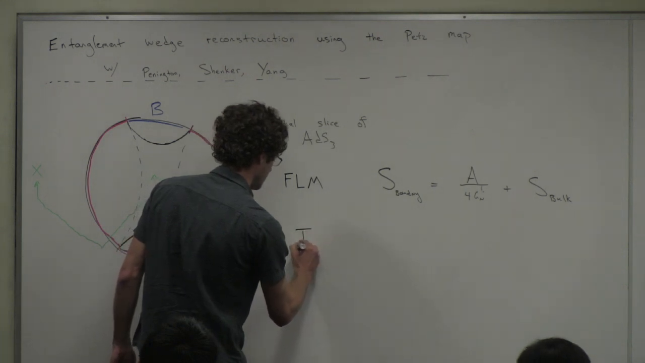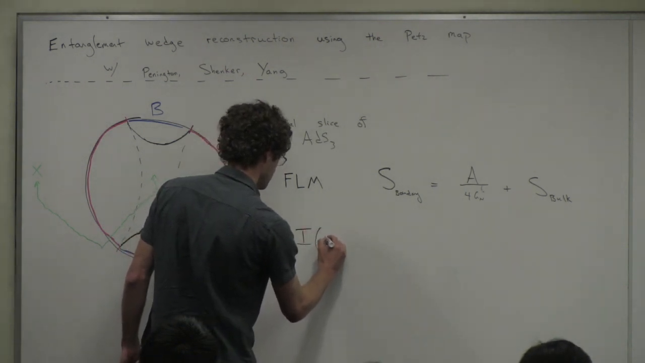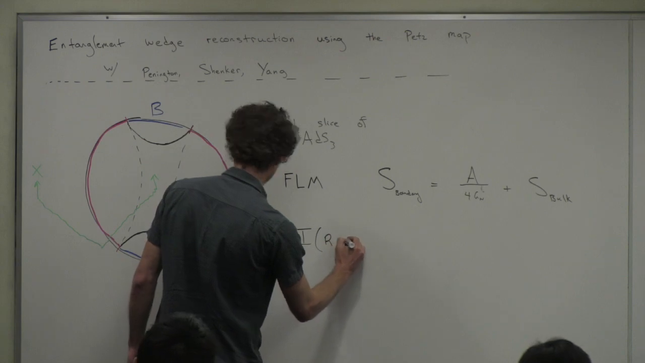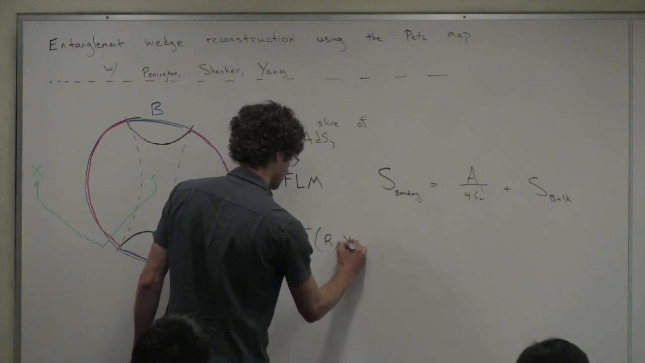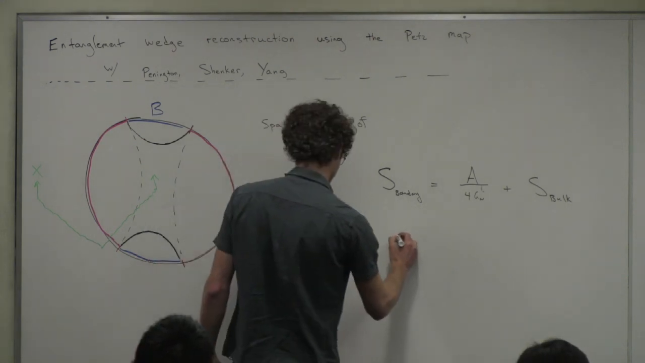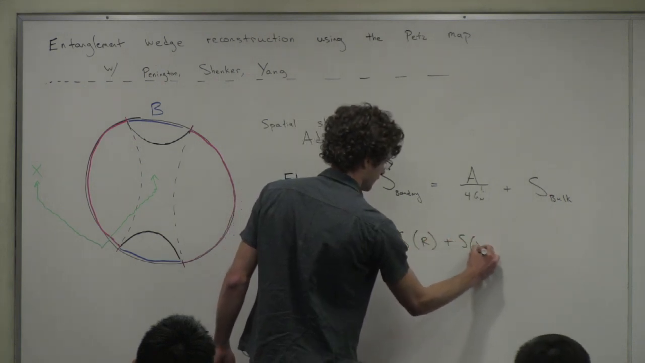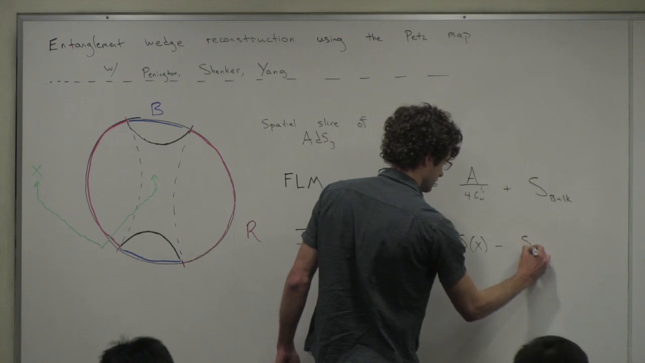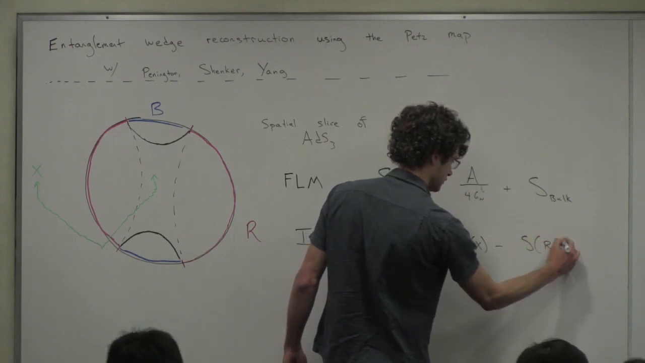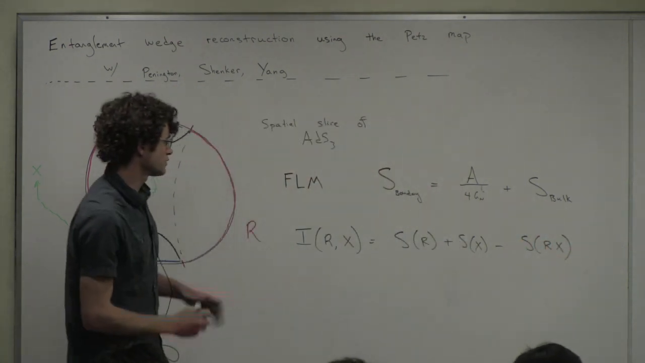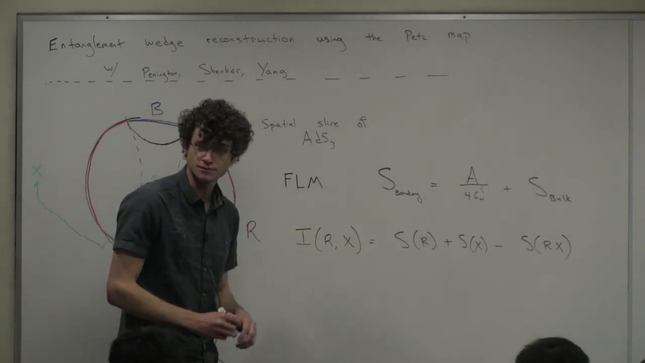Okay? And now let's compute the entropy. Let's compute the mutual information between the red regions, R, and X. So this is a sum of three terms: S of R plus S of X minus S of R union X. And we can use the FLM formula to compute these terms.